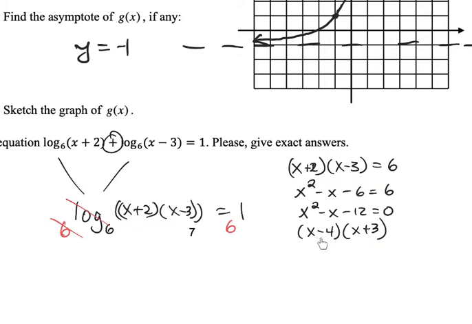If x equals 4 from this factor, 4 plus 2 is 6. That's fine. 4 minus 3 is 1. That's fine. So x equals 4. Thumbs up, right? x equals 4 would be the only valid solution here. x equals 4, x equals negative 3. What you would probably want to do is show that you crossed out x equals negative 3 because it's extraneous, and only circle x equals 4.